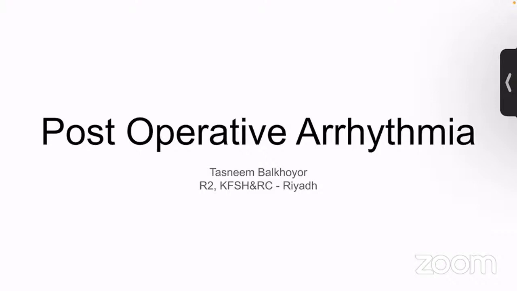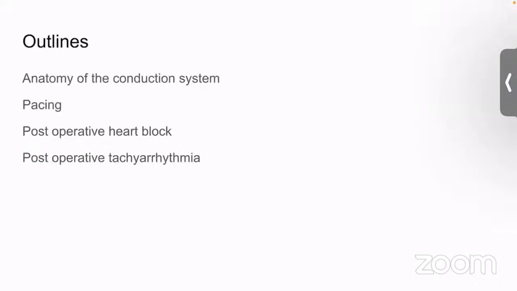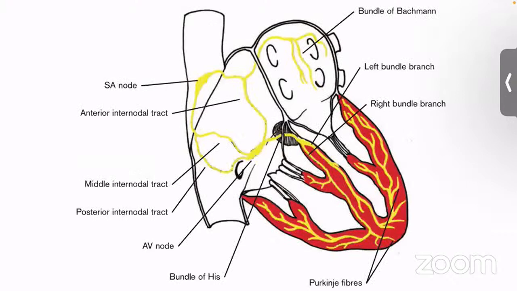Good afternoon, everyone. This is Tasneem Belkhior from King Faisal. Today, inshallah, I'm going to talk about post-operative arrhythmia. My outline for today: we're going to discuss briefly the anatomy of the conduction system and pacing, and post-operative heart block and post-operative tachyarrhythmia. To start with the anatomy, the conduction system starts with the SA node, and then goes to the AV node. In between there is the anterior internodal tract with one branch going to the left atrium.